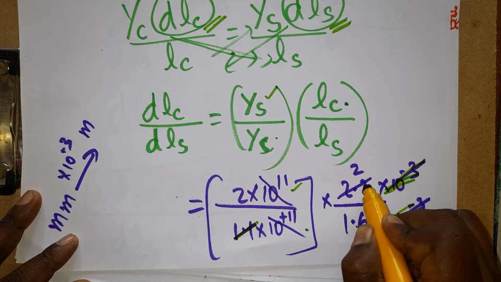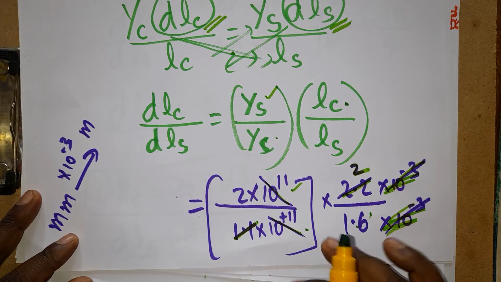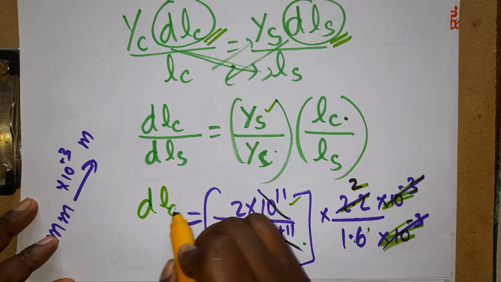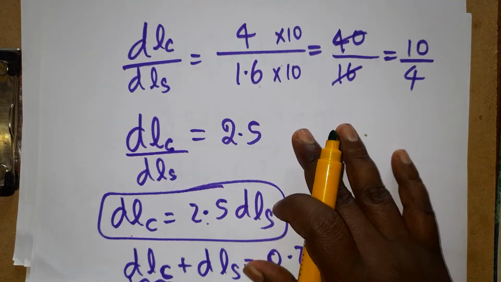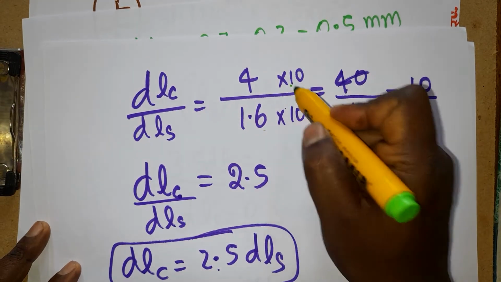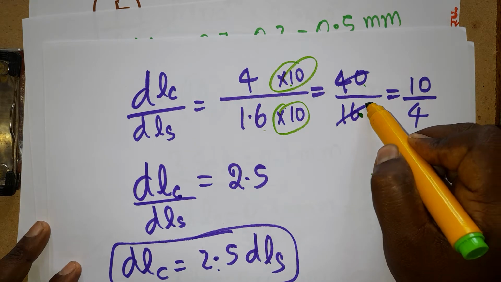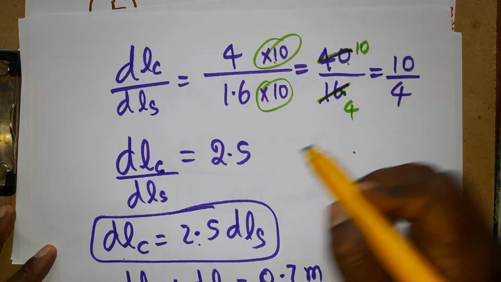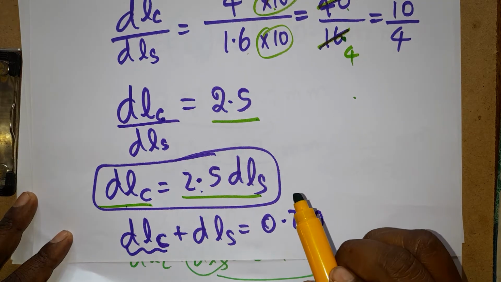1.1, 2.2, 2 times. 10 power plus 11 and 10 power plus 11 get cancelled. 2 into 2 is 4. 4 divided by 1.6 is equal to DL copper wire by DL steel wire, the ratio of the two wires. Now we have 4 divided by 1.6. I just made it a round number by multiplying numerator and denominator by 10. 40 divided by 16. If you cancel with the 4 table, 10 divided by 4. How much is 10 divided by 4? 2.5. So the changing length of copper wire is equal to 2.5 times that of steel wire.